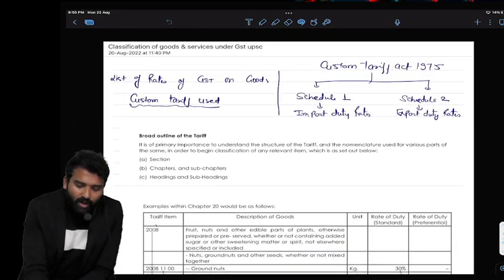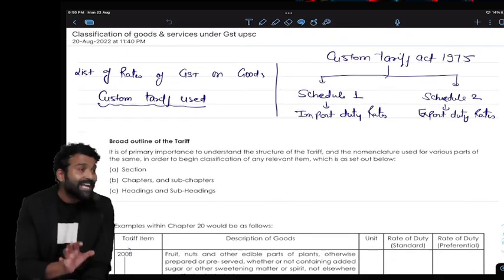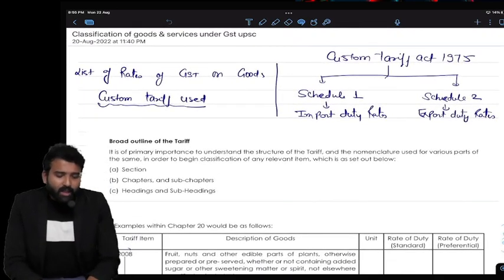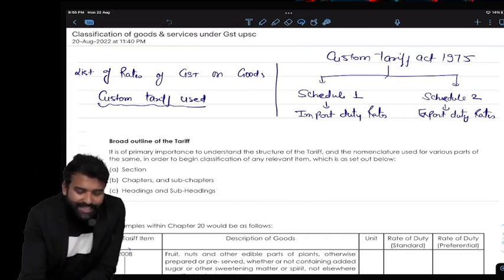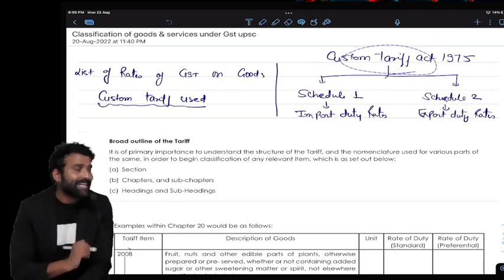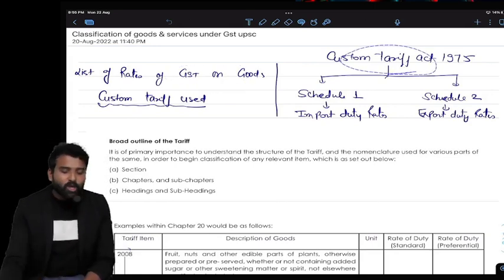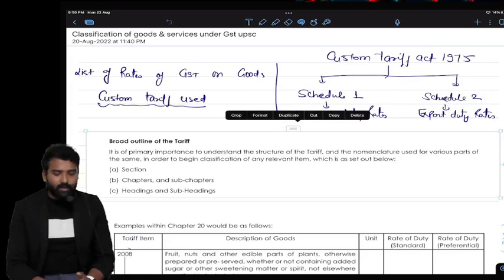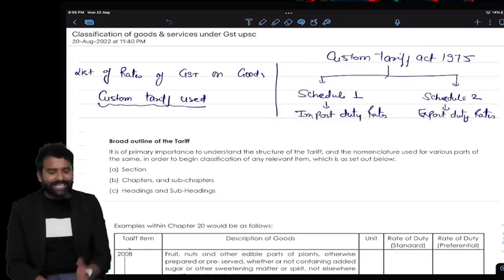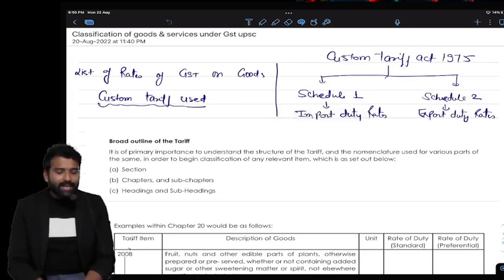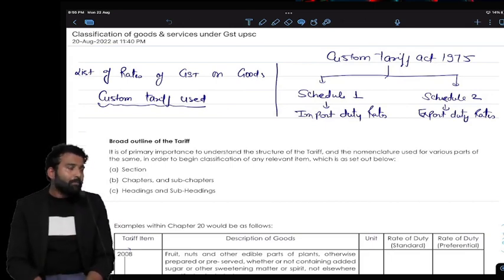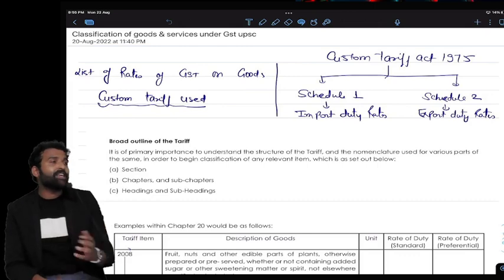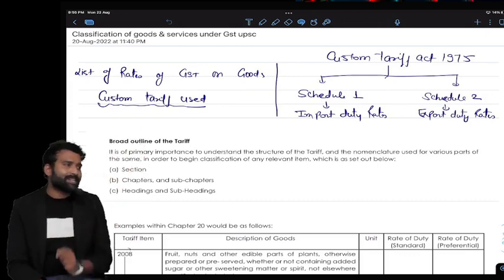So now we have one more topic, that is classification of goods. First of all, classification for GST and classification of customs are exactly same. You know why? Because both the list of rates of GST are actually prescribed under custom tariff only. Means उन्होंने custom tariff का ही use किया था GST rates prescribe करने के लिए.